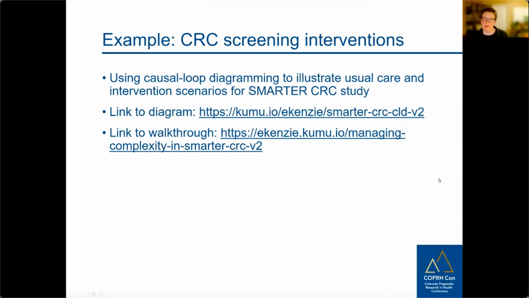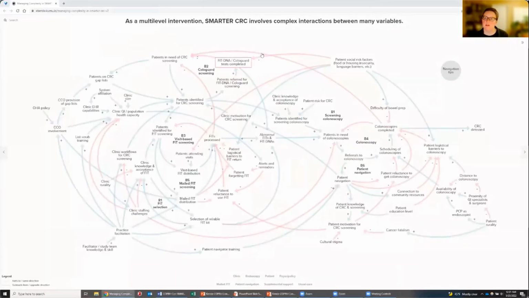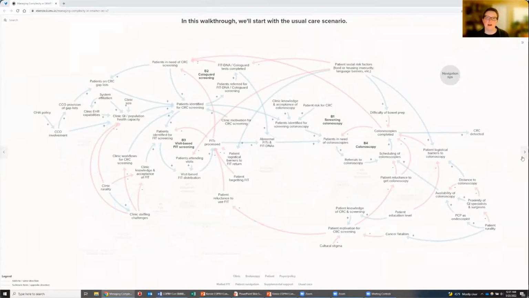Oops, wrong one. I need to switch over to this one. So the first thing we notice is the complexity, right? But I'm going to walk us through this. So we're going to start with the usual care scenario, which is all the factors influencing low CRC screening rates within the study team's mental model. And if you open this diagram on your own, you can toggle the view down here between usual care and the different intervention scenarios. And you can also toggle what level, like clinic, patient, etc.